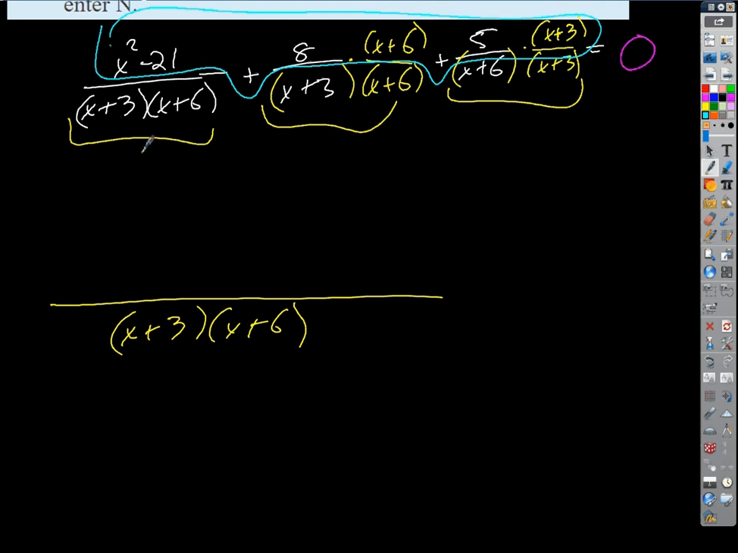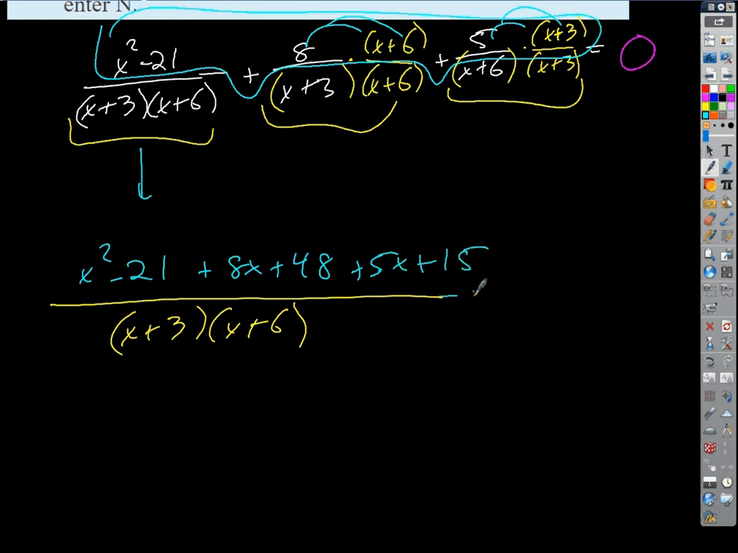Let's just do this term by term. So the first one's just going to give us plain old x squared minus 21, right? What about the second one? Well, if I distribute the 8, what's that going to give me? Okay, does that make sense? Okay, what about the last one then? If I distribute the 5, 5x plus 15, right? And then that whole thing is just equal to 0, right?